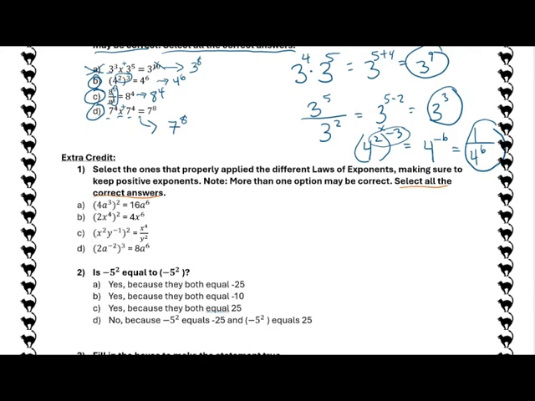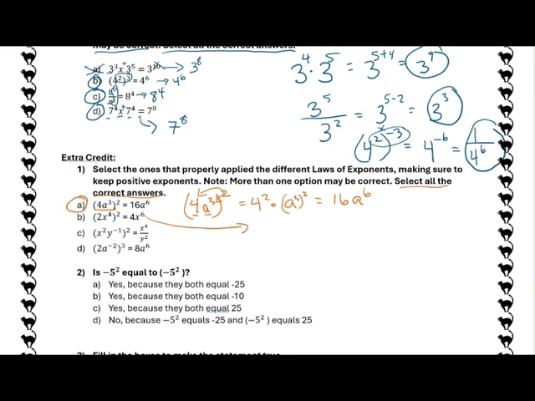So if I look at this one, it says 4a to the third, squared. There's more than two things in here. This is the same thing as saying 4 squared times a to the third, squared. So that's the same thing as saying 16, from 4 squared, times a to the 6th power. So that one is true.